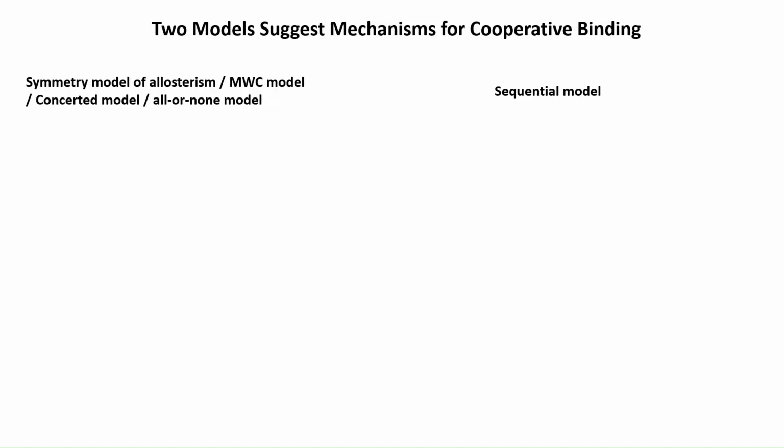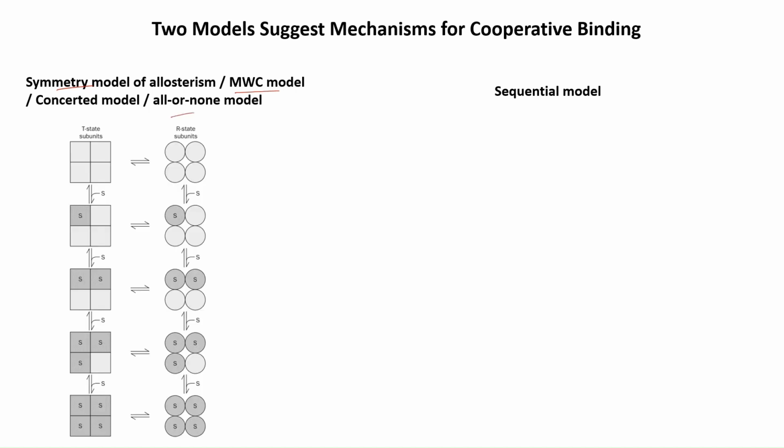So two models have been proposed for the cooperative binding. The first model is the symmetry model, which is also known as the MWC model, from the initials of the scientists who proposed this model. The model is also known as the all or none model. What the model says is all the subunits of a protein will either be in the T state or in the R state. Now, these two states will be in equilibrium with each other. To the T state, the ligand will bind with low affinity. To the R state, the ligand will bind with high affinity.